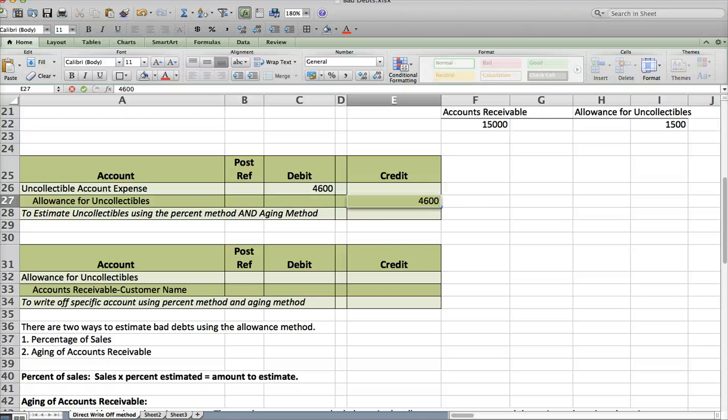If we then found out somebody in particular didn't pay that owed us $1,000, we would just debit the allowance for $1,000, and we would credit accounts receivable for that customer's name of $1,000.